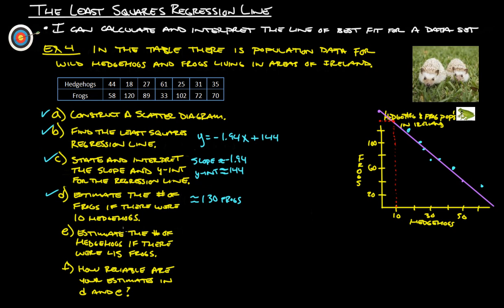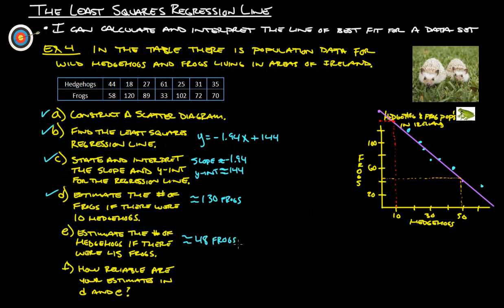Okay. Estimate the number of hedgehogs if there were 45 frogs. So here's the frog axis. We'll do this in orange. So that's 40, that's 50. So partway through. Now we're at 44 frogs, so we're going to go over until we hit the line and then go down and say about 48 or so hedgehogs roughly. Okay, I'm going to go with 48.